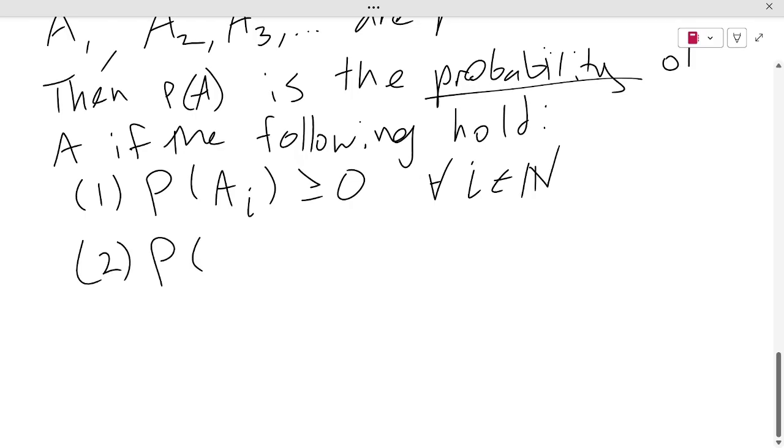Next, the probability of the sample space is equal to 1. This is saying, like, the probability that something occurs within the sample space is 1, which should make sense, right? It's 100%. The probability that we get an outcome from a trial should be 100%.